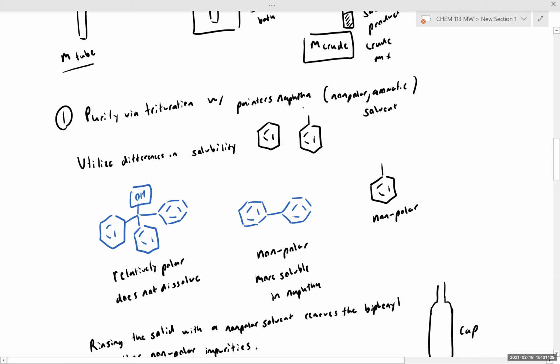The goal of this process is to selectively dissolve our impurities and to break up our solid so the solvent can efficiently dissolve and separate out our non-polar impurity, which in this case is biphenyl. So the reason why this trituration works is, if we compare triphenylmethanol and biphenyl, which of these two compounds is the least polar?